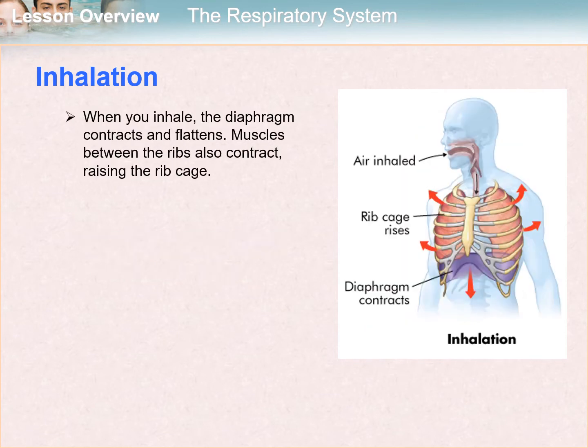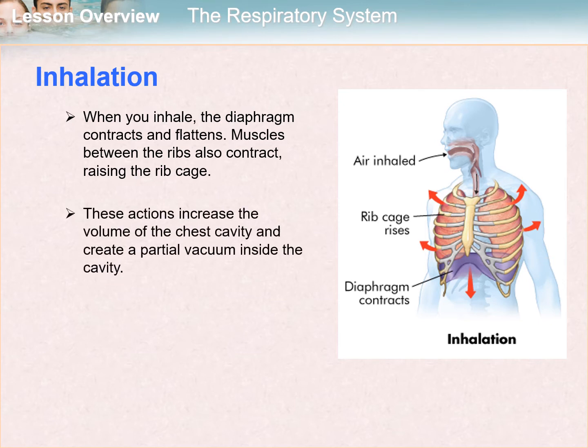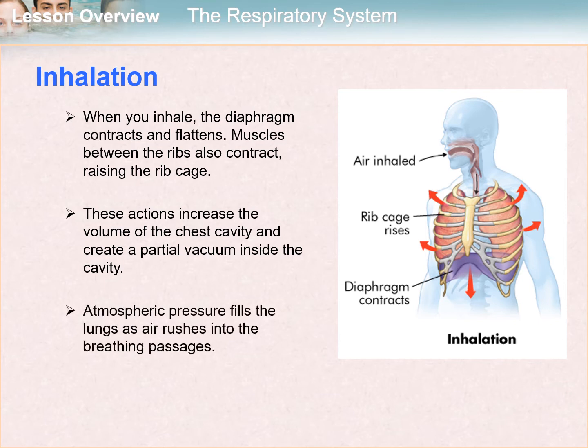When you inhale, the diaphragm contracts and flattens. Muscles between the ribs also contract, raising the rib cage. These actions increase the volume of the chest cavity and create a partial vacuum inside the cavity. Atmospheric pressure fills the lungs as air rushes into the breathing passages.